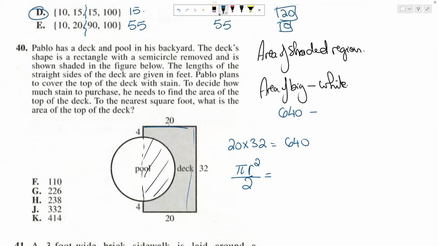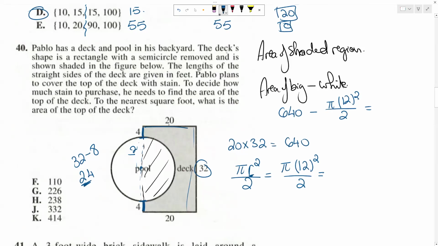Now let's figure out what the radius is. The radius is this distance here. If this is 32, and this is 4, and this is another 4, then I can do 32 minus 8, which will be 24. And 24 is this distance here, which is the diameter of that circle, which then gives me that the radius of the circle is 12. So I can put 12 instead of the r. That's pi 12 squared over 2.